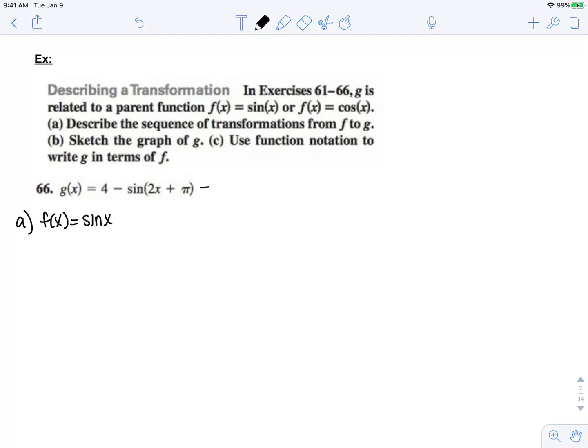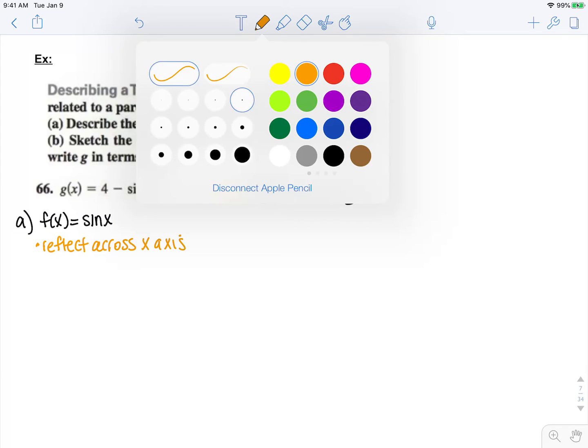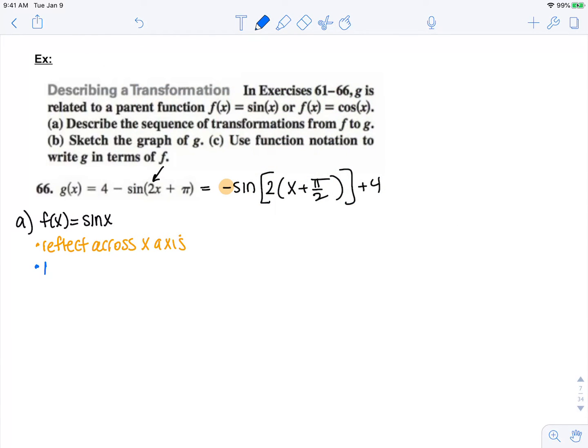Now, I'm going to rewrite this as negative sine, open bracket, I'm factoring out a 2 here, of x plus pi over 2, plus 4. So now I can focus on this to see my transformations. So this negative means that we are going to reflect across the x-axis. And since it's actually a 1 there, we have an amplitude of 1.